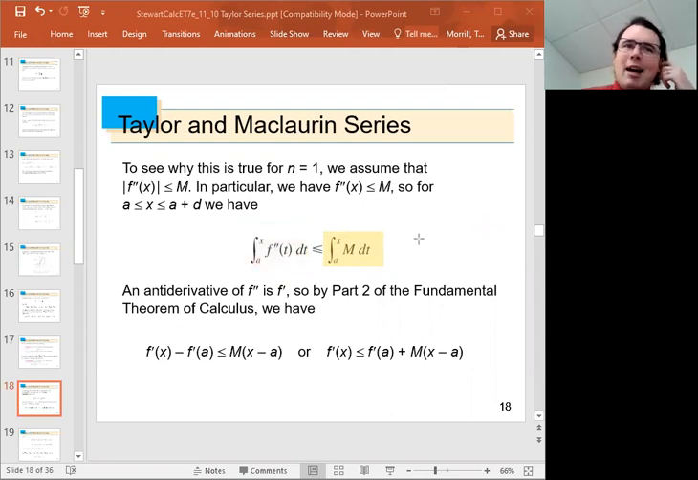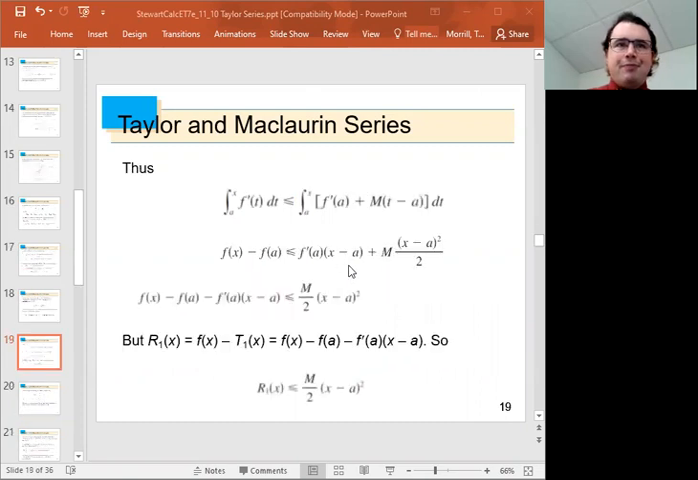What is that integral on the left? Oh, I know an antiderivative already. If I'm integrating the second derivative of some function, its antiderivative is the first derivative of that function. So the fundamental theorem of calculus says that this formula on the left has got to be less than or equal to M times x minus a. Okay, cool. So this is how it would look for the second derivative.